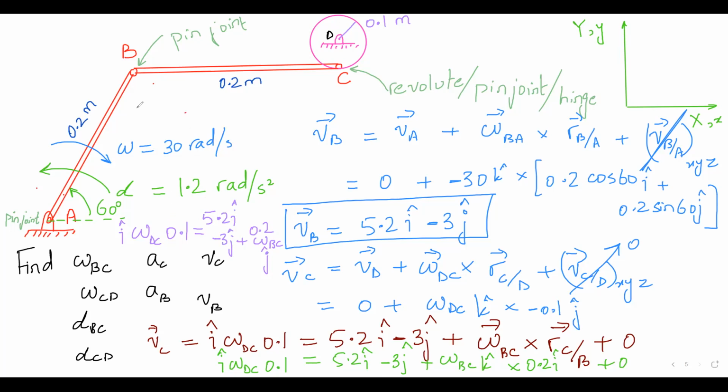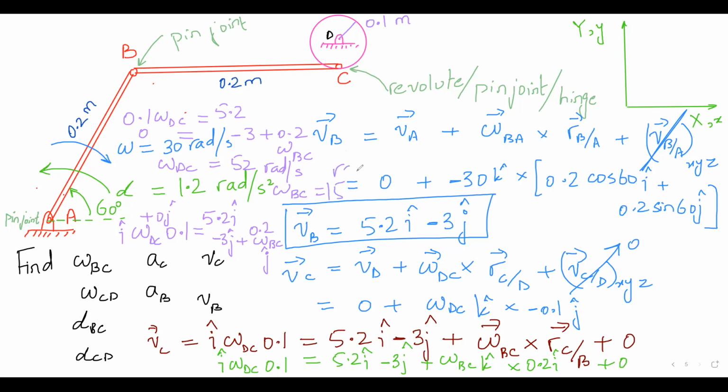So I will write 0.1 omega DC I equal to 5.2I. How many agree? Then I will write 0 because the left hand side has 0J, right? 0 equal to minus 3J plus 0.2 omega BC. Is this correct? Can you please look at this? And the second equation: 0 equal to minus 3 plus 0.2 omega BC. So omega DC is 52, as both of you told me. And omega BC is 15, 3 divided by 0.2.